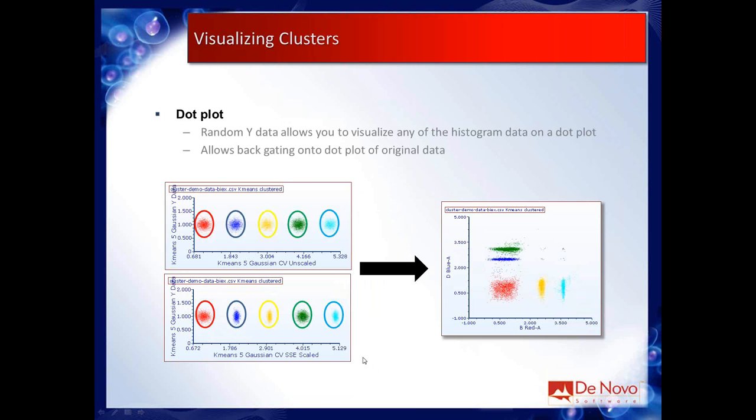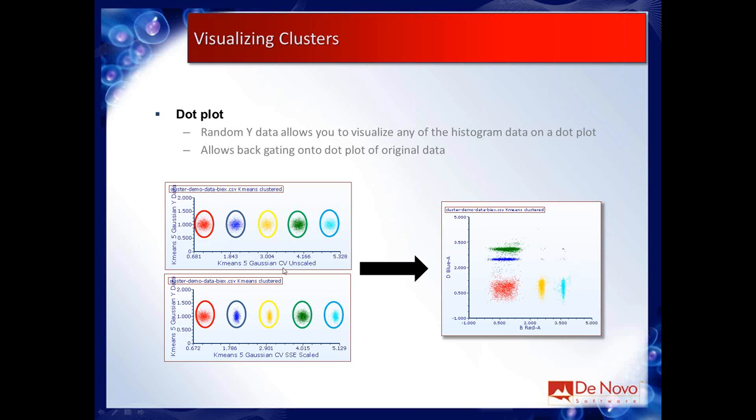Oh, sorry. And there's another way we've done it. It's very similar to the last slide, except that we've generated some random Y data so that you can view the same data from the histogram. You can view it on a dot plot as well, if you prefer drawing circle gates or polygonal gates instead of a marker.